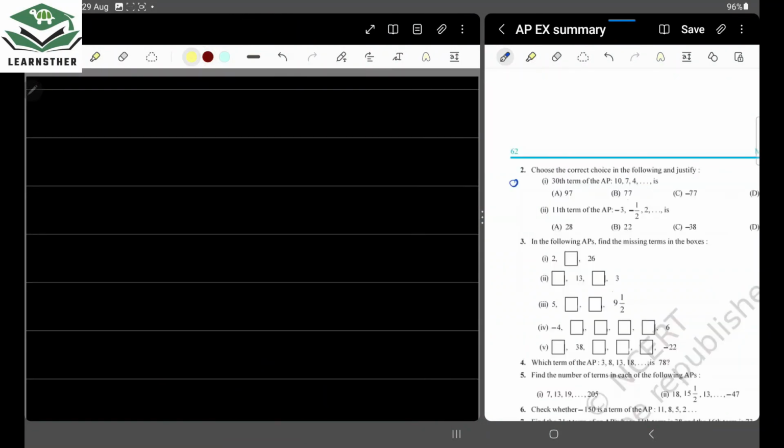Okay, see this question. Choose the correct choice in the following and justify. 30th term of the AP.